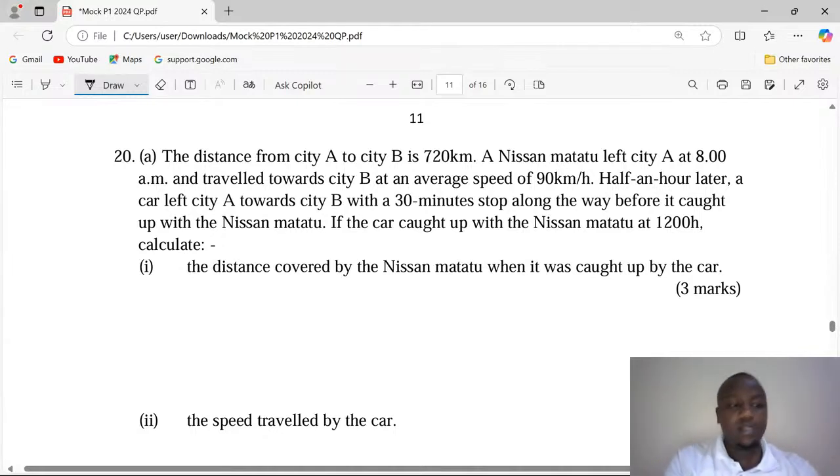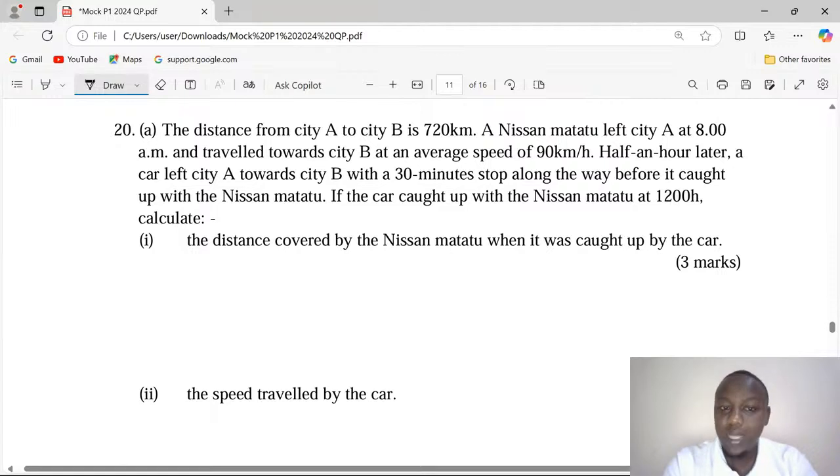From two concepts. Paper 1. The distance from city A to city B is 720 kilometers. A Nissan Matatu left city A at 8 a.m. and traveled towards city B at an average speed of 90 kilometers per hour. Half an hour later, a car left city A towards city B with a 30 minutes stop along the way before it caught up with a Nissan Matatu.